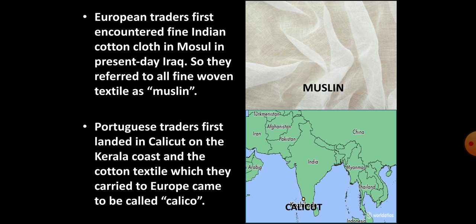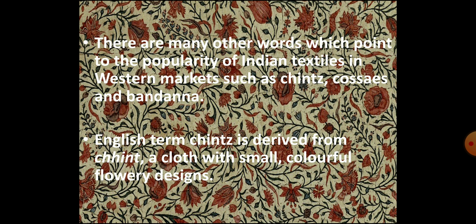The Portuguese came to India for spices and landed in Calicut on the Kerala coast, as shown in the map here. Along with the spices, they also took cotton textiles with them to Europe and gave it the name calico, derived from Calicut, which later became the common name for all cotton textiles. Different varieties of Indian textiles were very popular in Western markets. For example, printed cotton cloths called chintz, kosas, and bandhana.